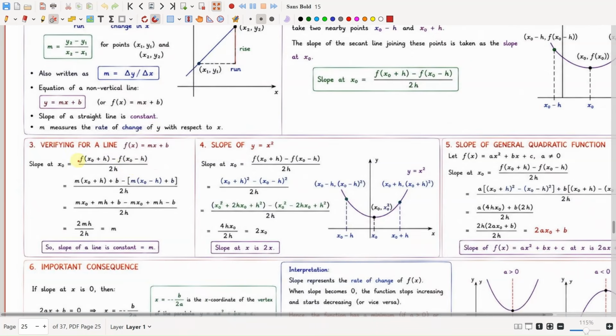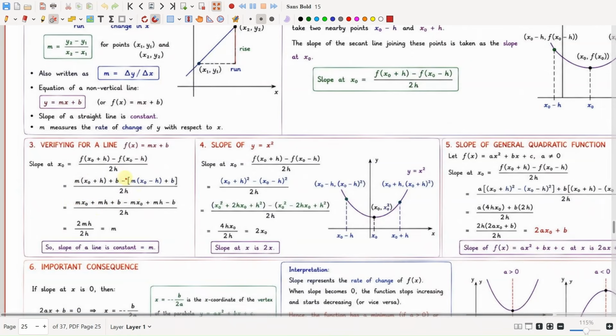f(x0 + h) means in the place of x you have to substitute x0 + h. Therefore m(x0 + h) + b, minus f(x0 - h). So in the place of x you have to substitute x0 - h. So m(x0 - h) + b, divided by 2h. Multiplying the terms inside, I get mx0 + mh + b.